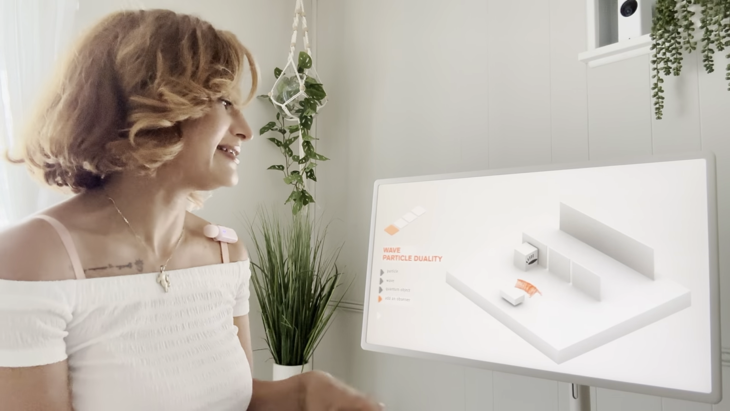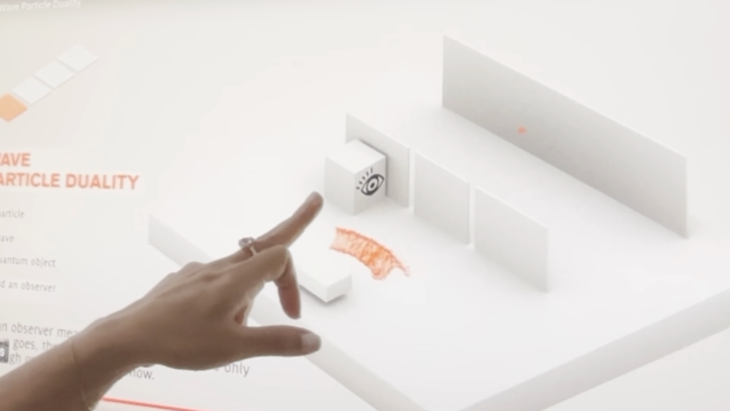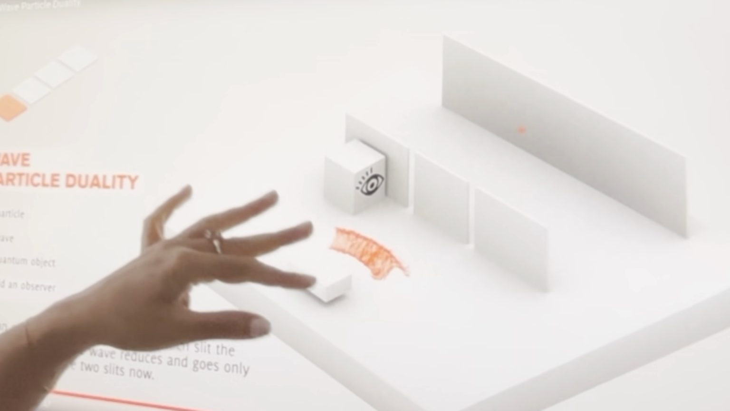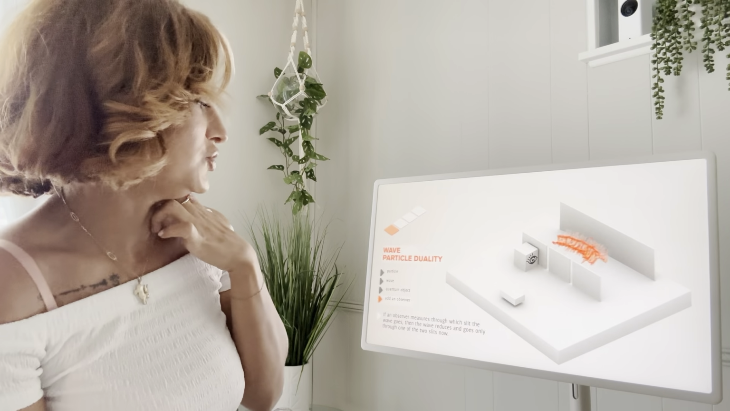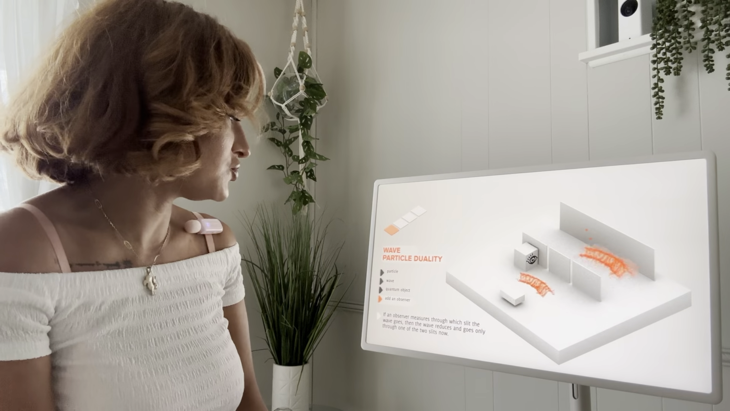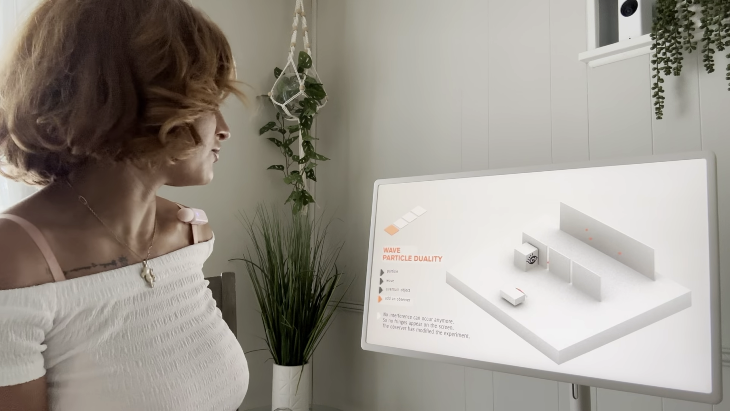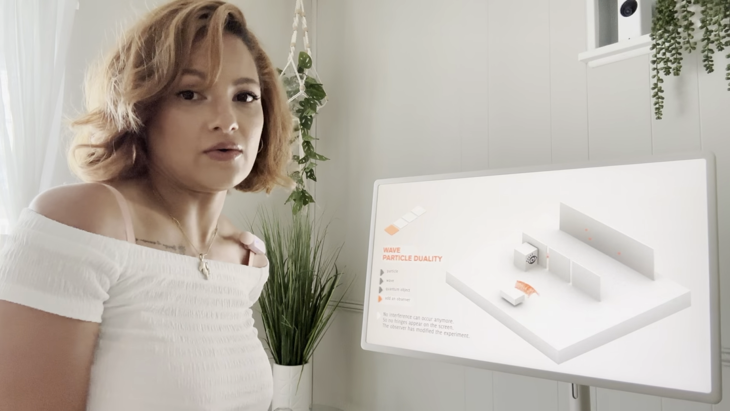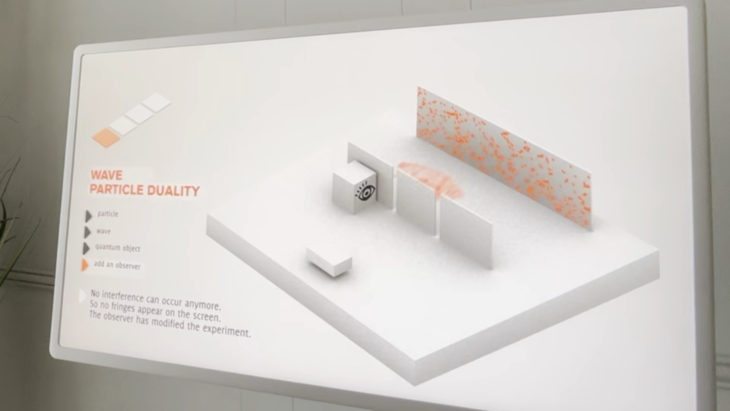So then we're going to add now the observer. I like this video specifically because it shows you the eyeball observing the experiment. This is where I wanted to talk to it. The measure of which slit the wave goes through makes the wave reduce and go only through one of the two slits now. No interference can occur anymore, so no fringes appear on the screen. The observer has modified the experiment.